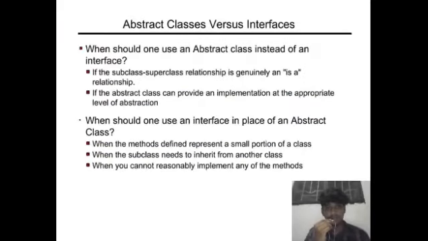Hello everyone, I'm Navish. Now we are going to discuss abstract classes versus interfaces. Mention one position to use an abstract class instead of an interface: the subclass-superclass relationship is genuinely an easy relationship, and the abstract class can provide an implementation at the complete level of abstraction. Mention one position to use an interface in place of an abstract class: the method defines a small portion of the class, and the subclass needs to inherit from another class and cannot reasonably implement any of the methods.